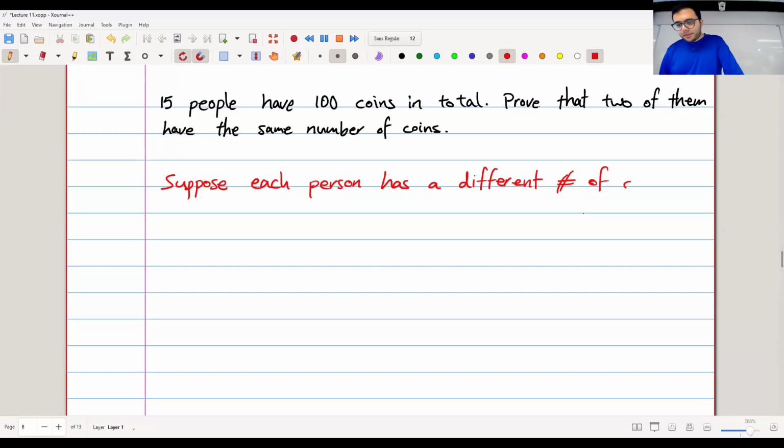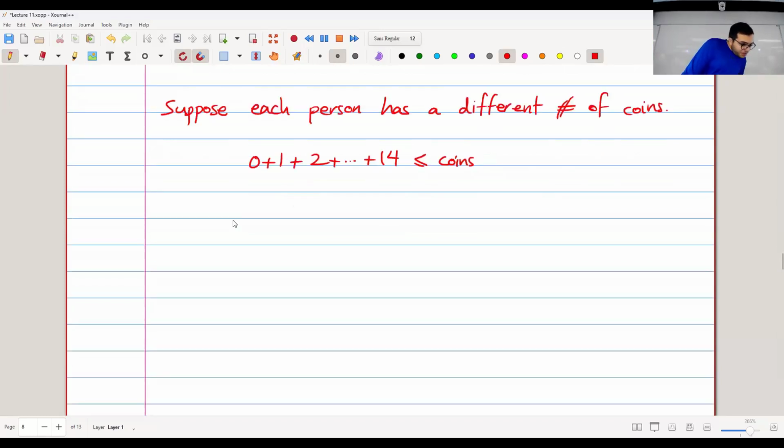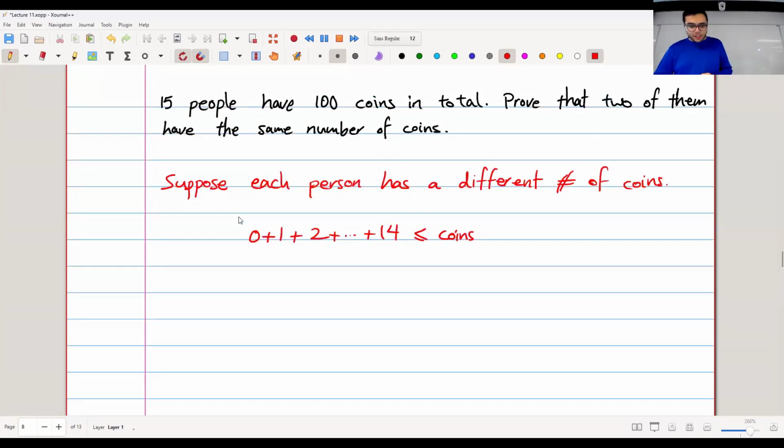What does this mean? What is the minimum number of coins that I can have? I have 15 people. If they're supposed to have different numbers of coins, the minimum number of coins that I can have is 0 plus 1 plus 2, and so on to 14. So I will need at least this many coins. Maybe I have more, but I cannot have less than this number, because everyone has a different number of coins. But this sum, if I calculated it correctly, is 105.